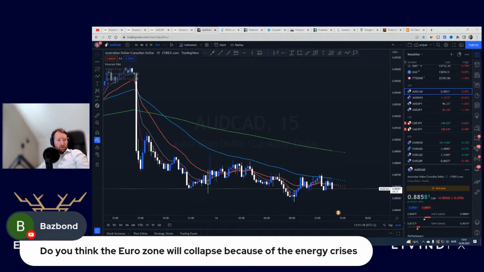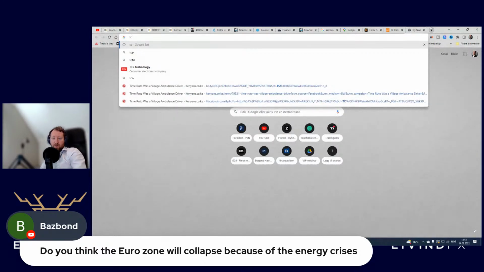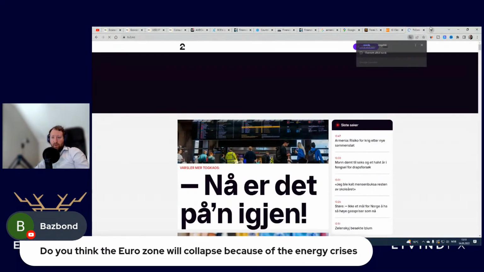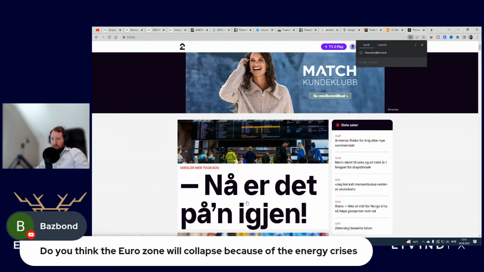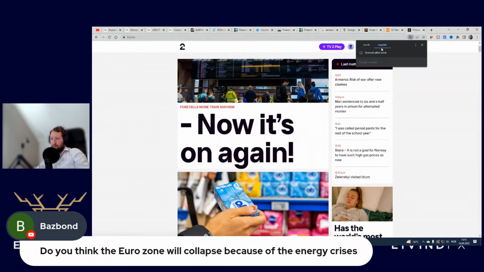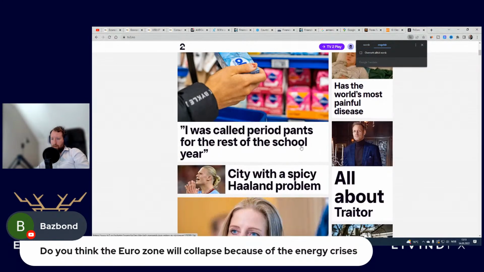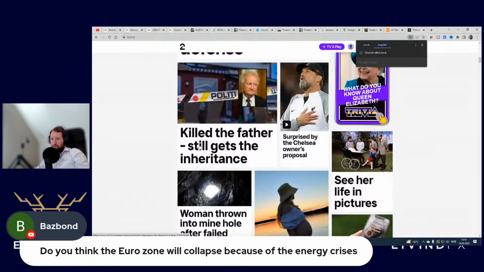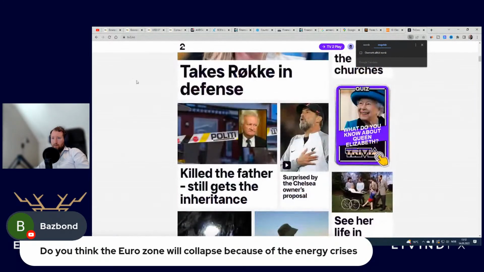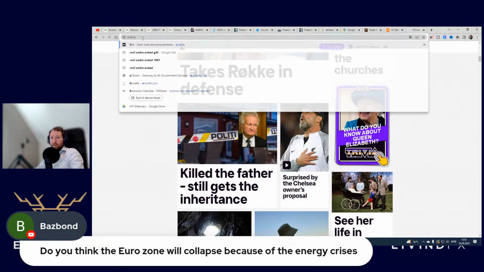Do you think the Eurozone will collapse versus the energy crisis? Yes. Also, if nothing is done, I think I saw something today. I'm just going to check the Norwegian news about that. But I saw something that they will add a price cap on it. Yeah, train cows in Norway. Of course, it's on financial news. It's just random news.